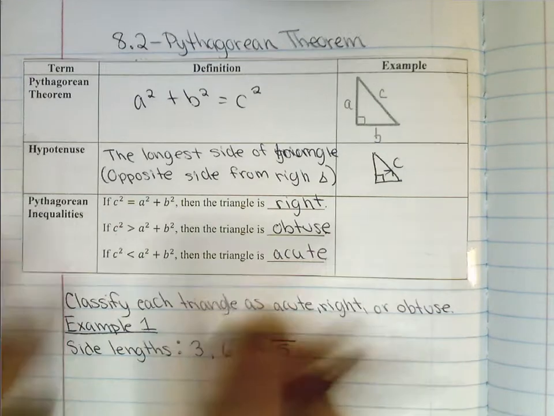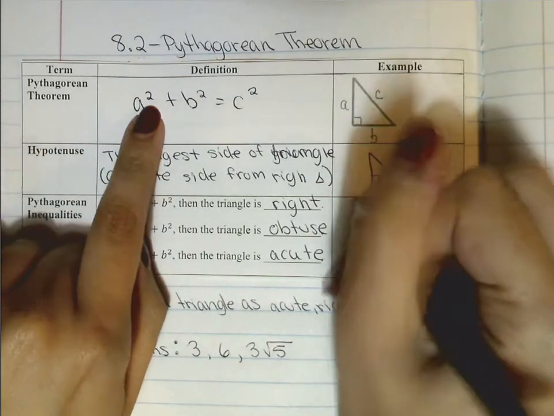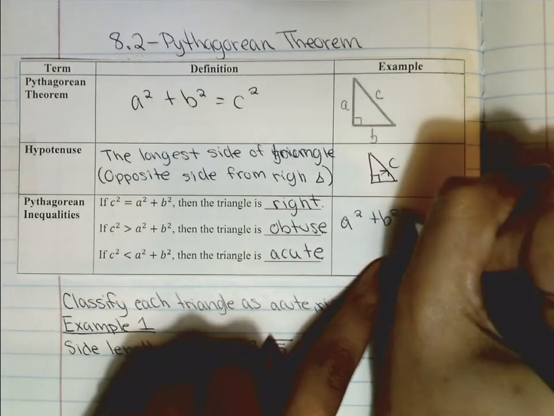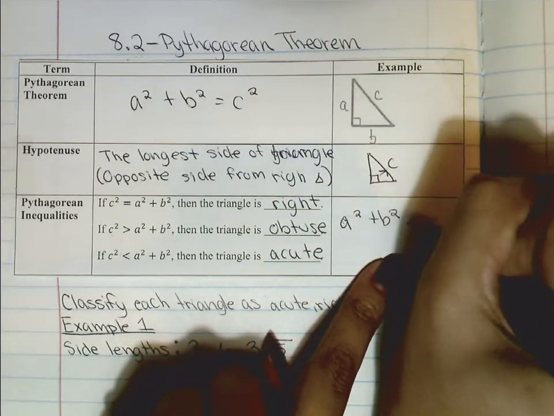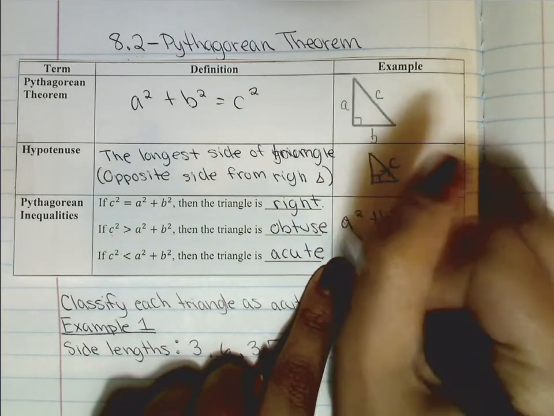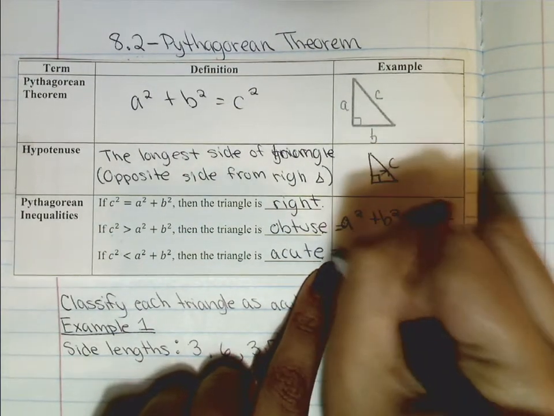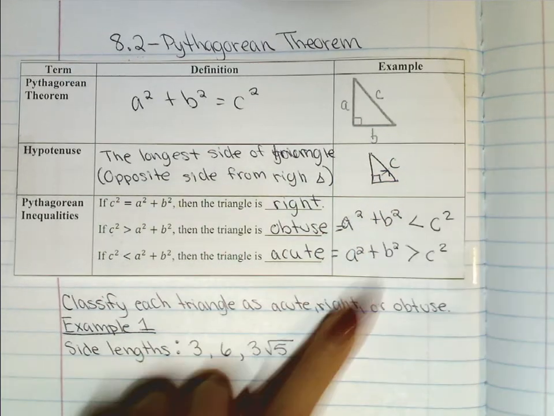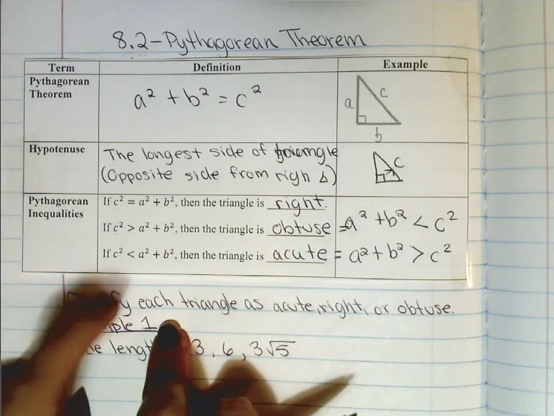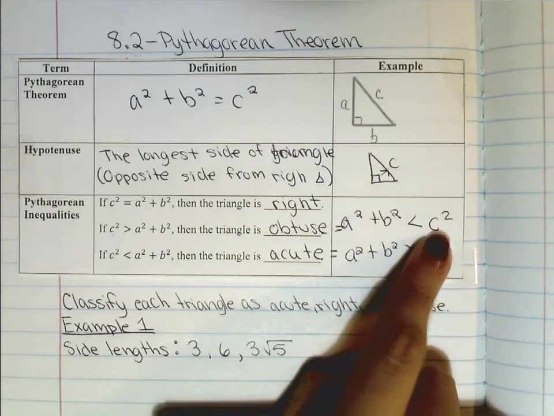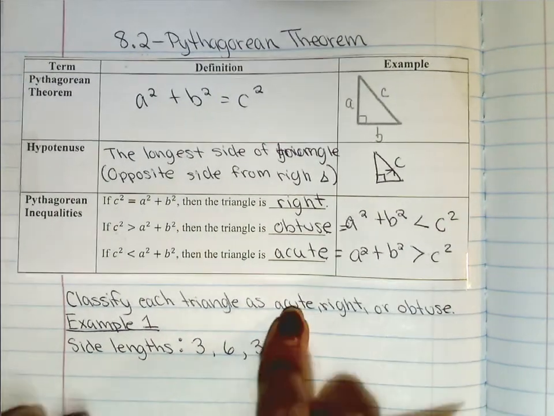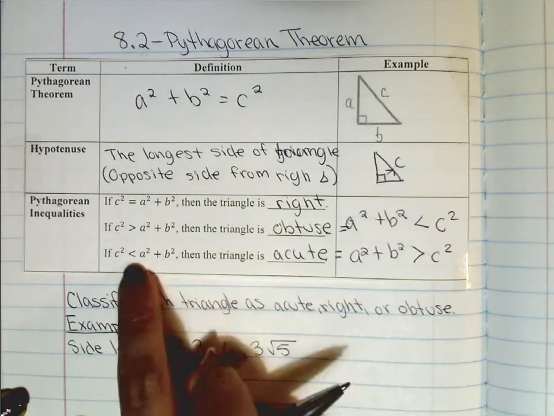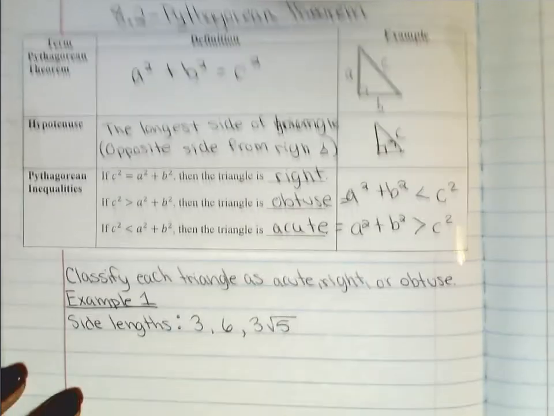Okay, so you could also write it like I have it over here, a squared plus b squared, but then the sign flips for obtuse, and same thing for acute, it just flips. So it depends on how you write it, if you write c squared first or c squared last. I write it this way because it's easier to remember. If it's greater, it's obtuse. If it's less, it's acute. But it's up to you.